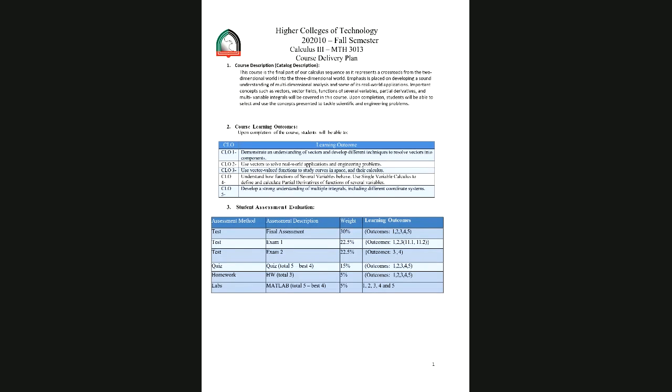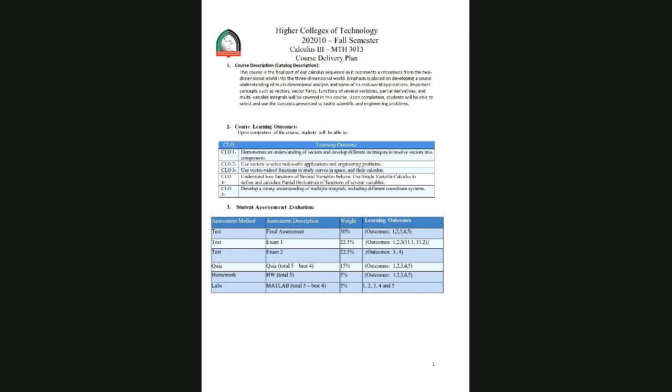So as you can see from the CDP, or I think you have the feeling that you need a good background from Calculus 1 and Calculus 2. If you don't have this background, you might need to return to Calculus 1 and Calculus 2 and take a review for an hour or so to be able to deal with Calculus 3.